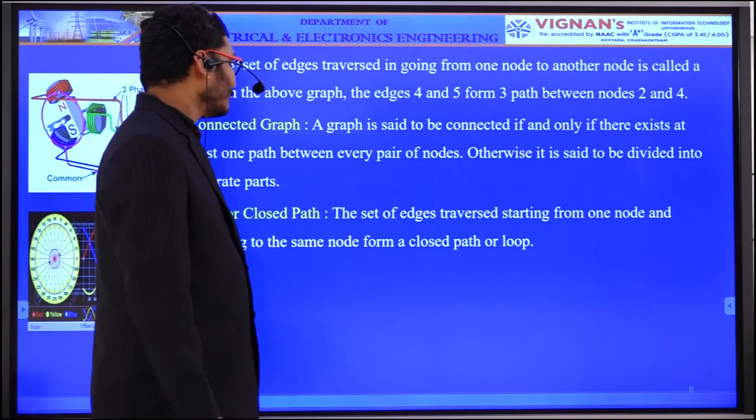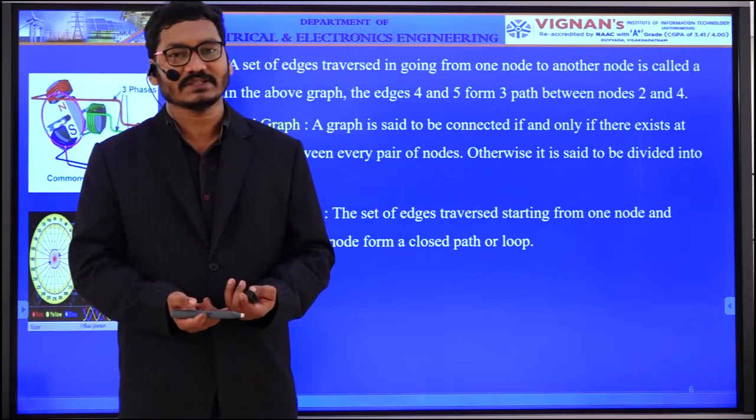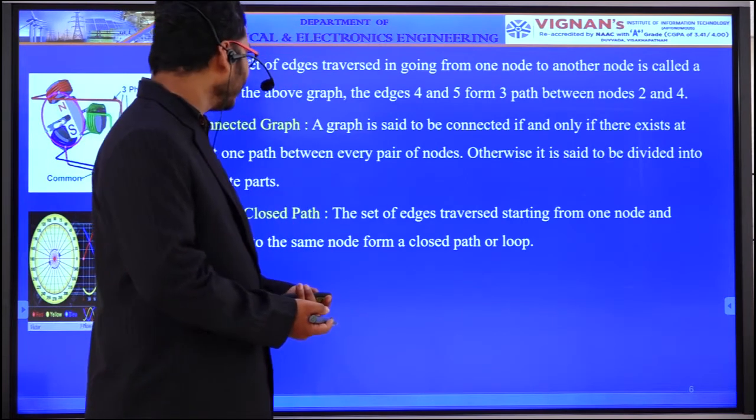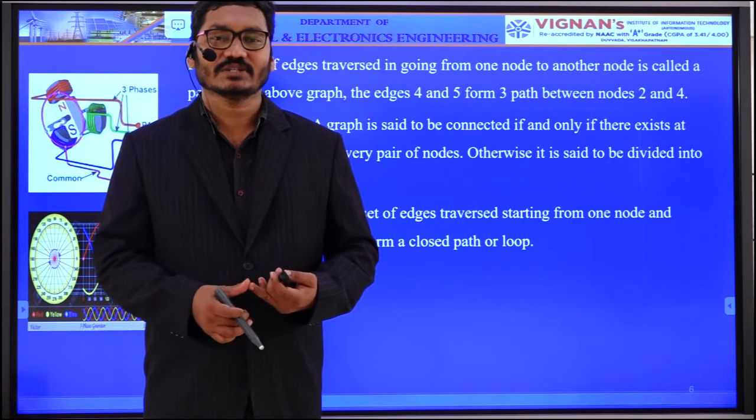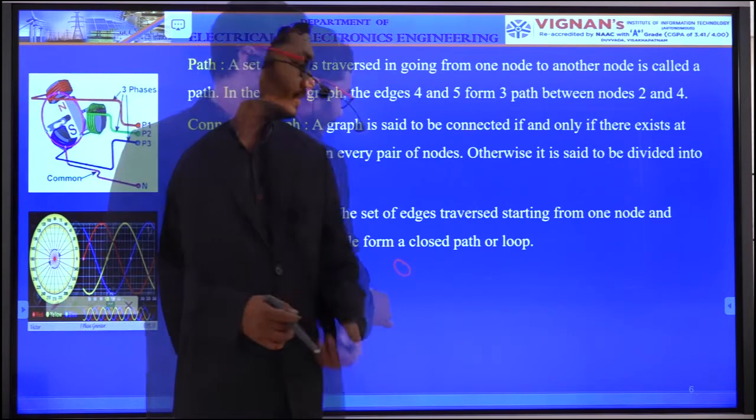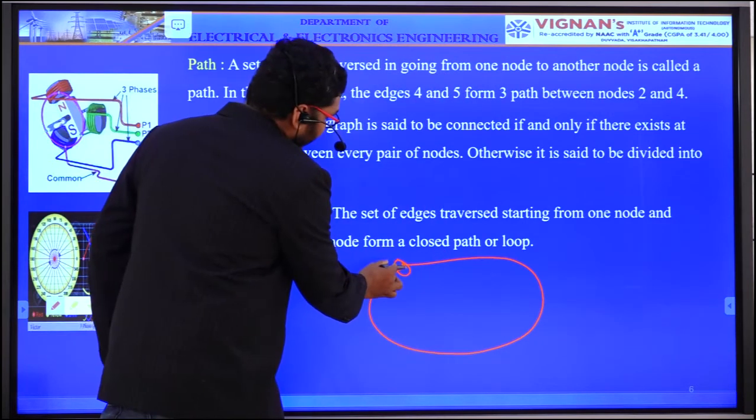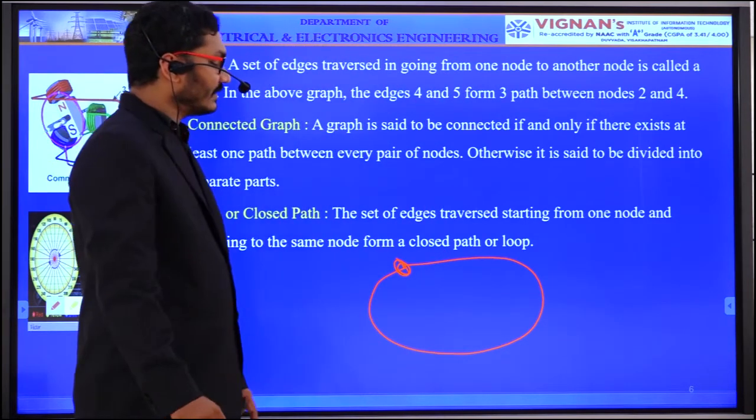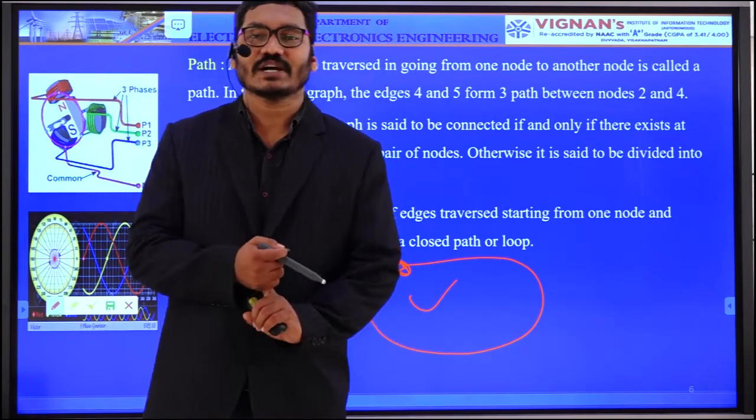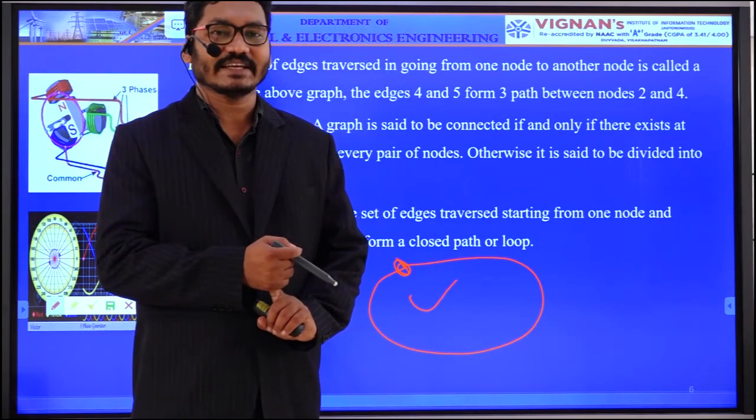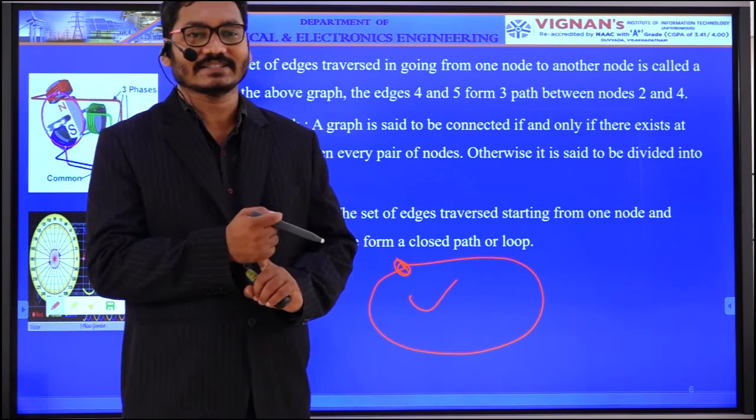Next, loop or closed path. Loop we already know. A closed loop means a loop or closed path. It should start at one node and it should terminate at the same node. In this node I am starting here, and I come back to the same node. This we call the loop or closed path. It means we have to start at one vertex and terminate at the same vertex or same node.